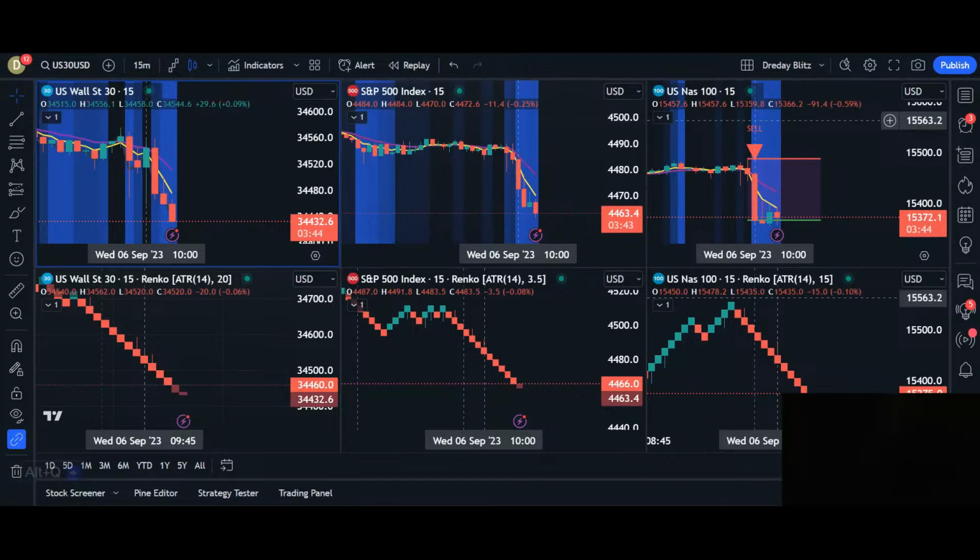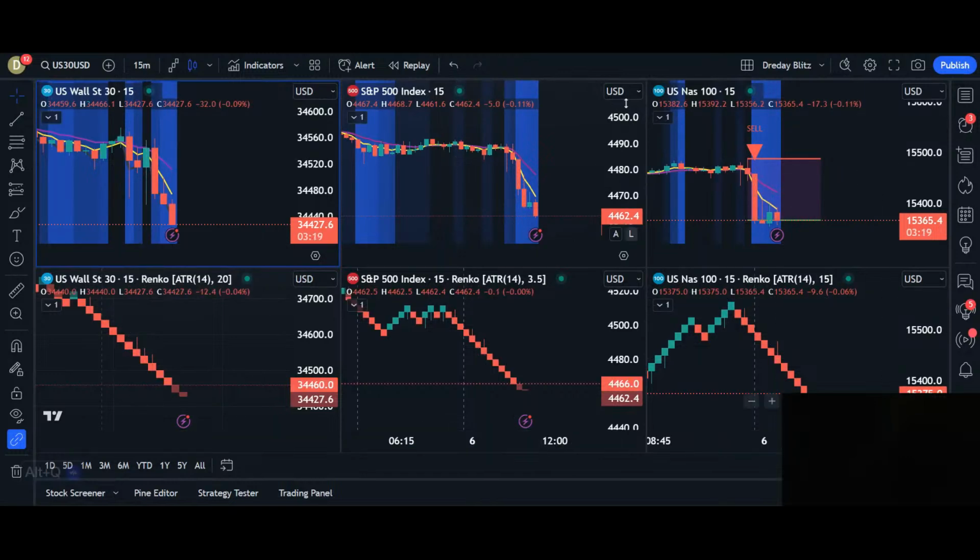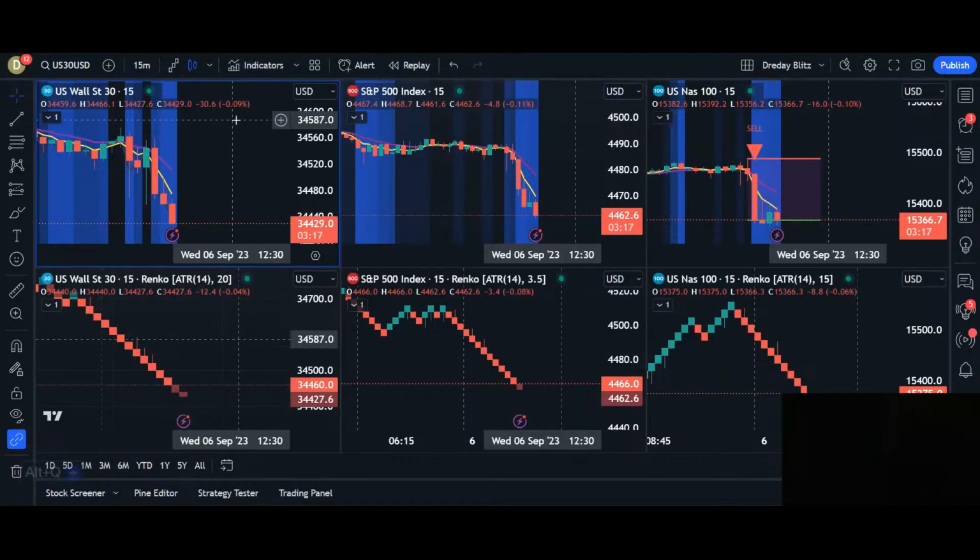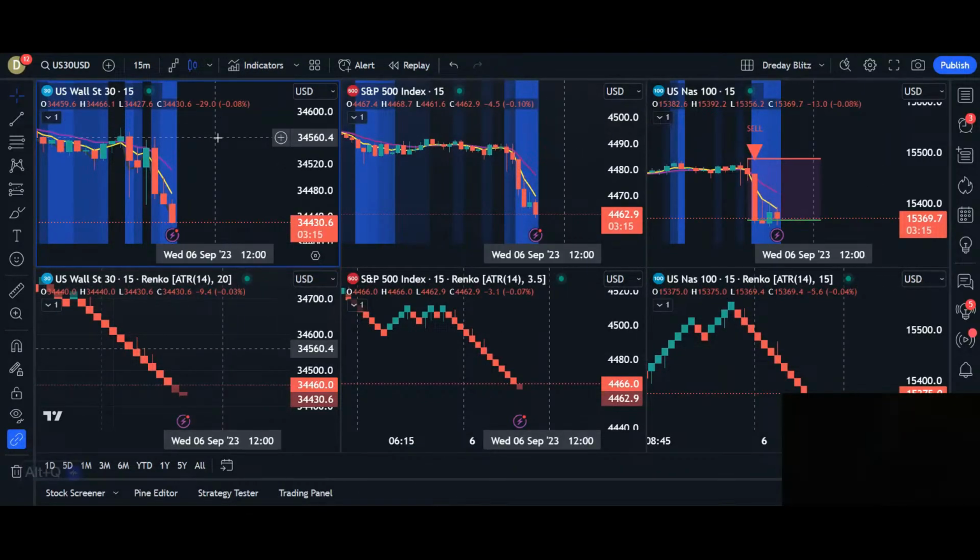Perfect. So still have a continuation here on US30 and S&P 500, like I said. And Nasdaq is still trying to continue down, but yeah, it's still pushing down right now.